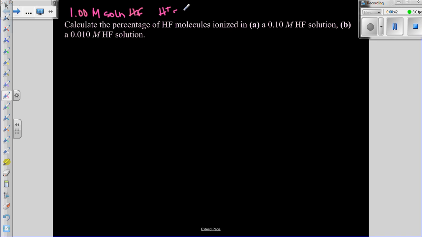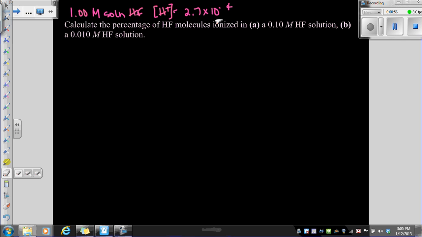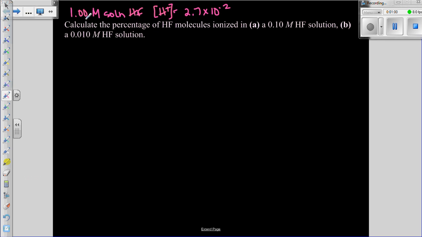Our hydrogen ion concentration was 2.7 times 10 to the negative second. Okay, so that was with 1 molar. Now we want to look at 0.1 and we're going to look at 0.010.